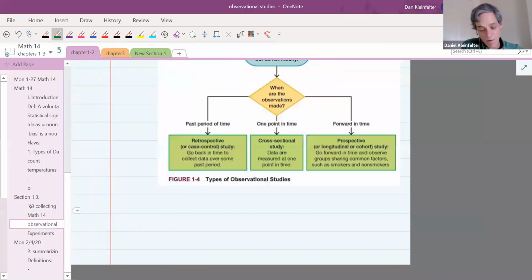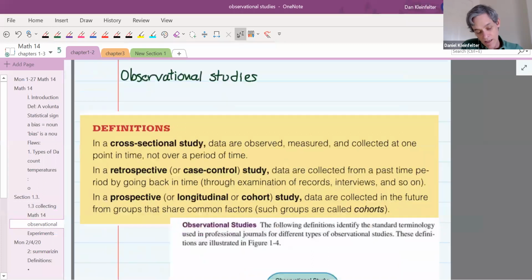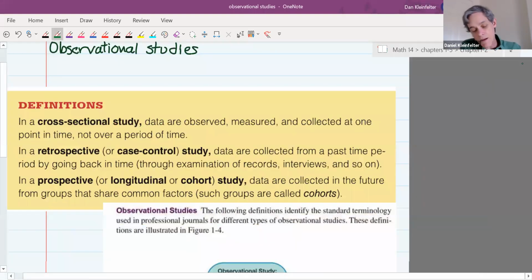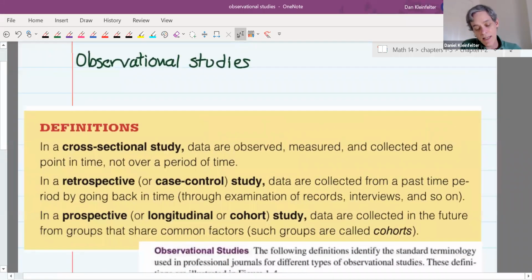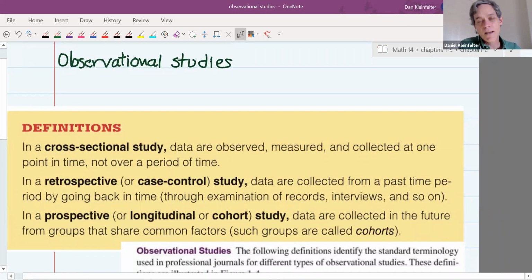Okay, a little bit more words. Okay, then we talked about observational studies versus experiments. The next couple of terms have to do specifically with observational studies. So cross-sectional, retrospective, and prospective studies. A cross-sectional study, data are observed, measured, and collected at one point in time, not over a period of time.